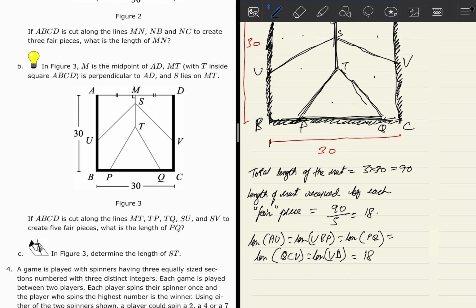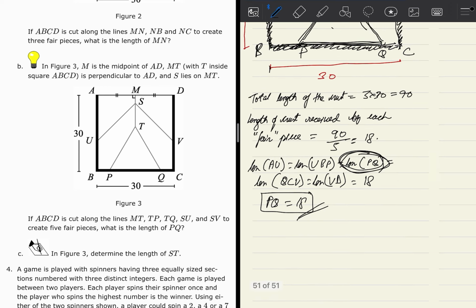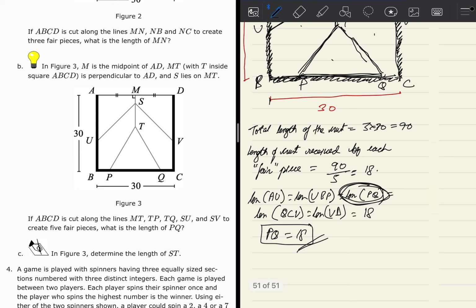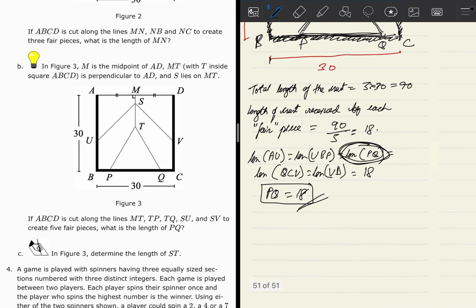Our question was to find the length of PQ. Since each of them gets the same length, PQ here is also going to be 18. So PQ is equal to 18. That's how we found our answer. So we have solved question B. We got the length of PQ. Now we finally move on to the final question of question 3.